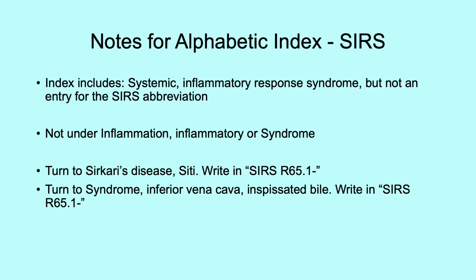So turn in your alphabetic index to where SIRS would fall alphabetically. Write in SIRS R65.1. You might also write it under syndrome, and you can also write SIRS R65.1 in case you look up syndrome instead. So that's where it would be if it was there alphabetically. Okay.